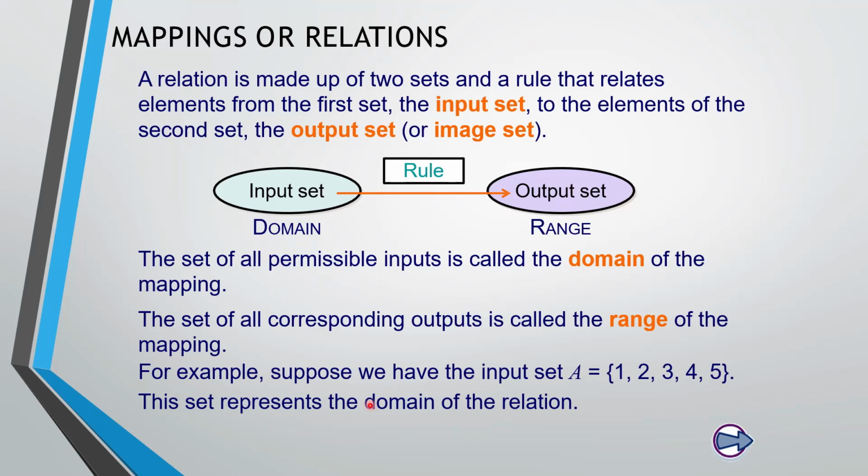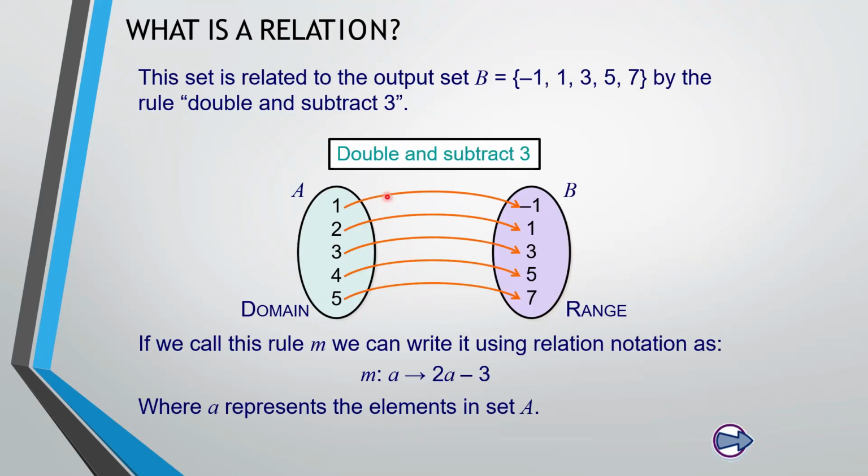For example, suppose we have the input set 1, 2, 3, 4, 5. This set represents the domain of the relation. And then we take the output set B equal to -1, 1, 3, 5, 7 by the rule double and subtract 3. So what's the equation becoming? 2x minus 3, or 2a minus 3, where a is the variable. If we take 1, the answer will be -1. If you take 2, the answer will be 1. If you take 3, the answer is 3. If you take 4, then the answer is 5. And if you take 5, the answer is 7.